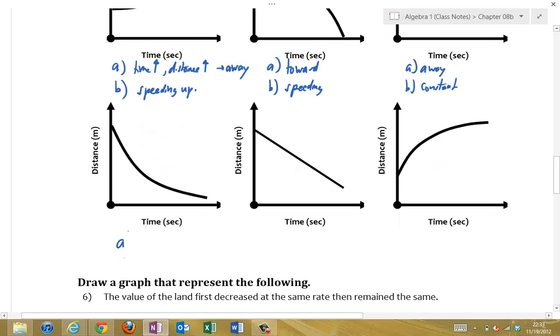Okay, next one. As time increases, distance decreases. That is toward. In this one, I'm starting off with a very steep drop, but then I'm eventually flatlining, or getting less and less steep of a slope. That is slowing down.